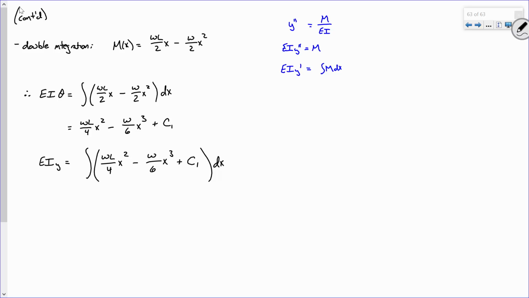WL over 4 times x squared. So we factor out the WL over 4. What's the integral of x squared? Exactly right, because that's x cubed over 3. Multiply that out: WL over 12 x cubed. Very good.